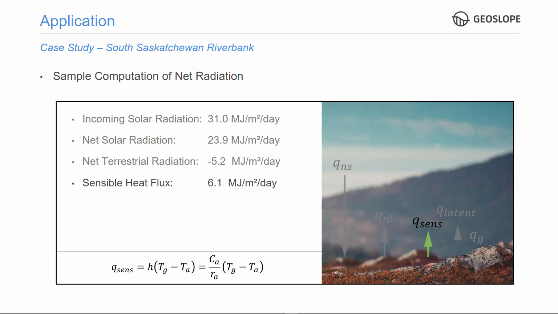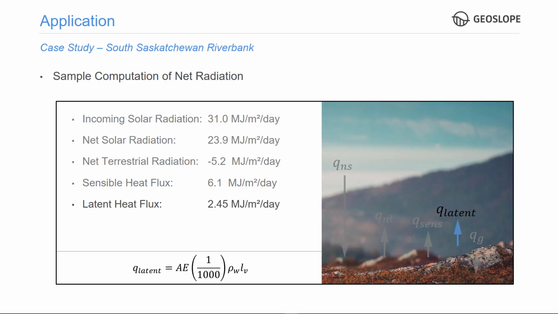The third step consists in computing the sensible heat at the ground surface as a product of a convective heat transfer coefficient and the difference between ground and air temperatures. The convective heat transfer coefficient is equal to the volumetric heat capacity of air divided by the aerodynamic resistance to water vapor flow or heat flow from the soil surface to the atmosphere.